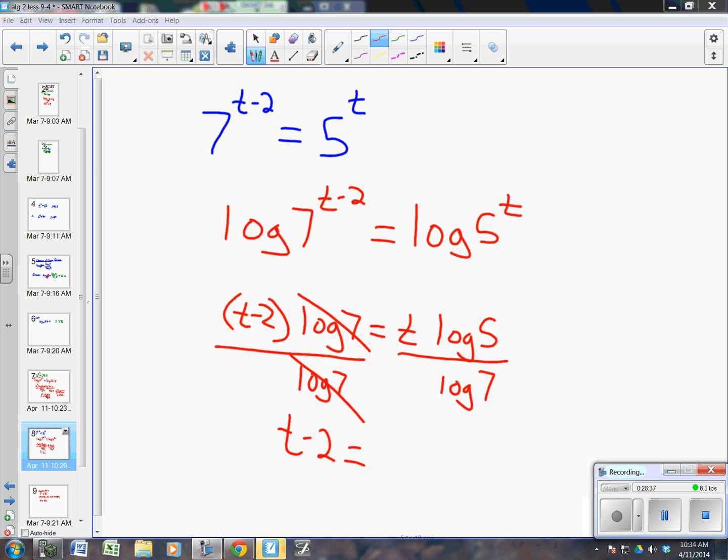Someone evaluate. What's log of 5 divided by log of 7? 0.825? Point what? 827. 0.827. So I get 0.827 t. Some of you guys are saying the t's cancel out, but they don't. Okay? Then I would want to gather the t's to the same side. And I like my t. Well, it doesn't really matter. I'm going to minus t from both sides of this.